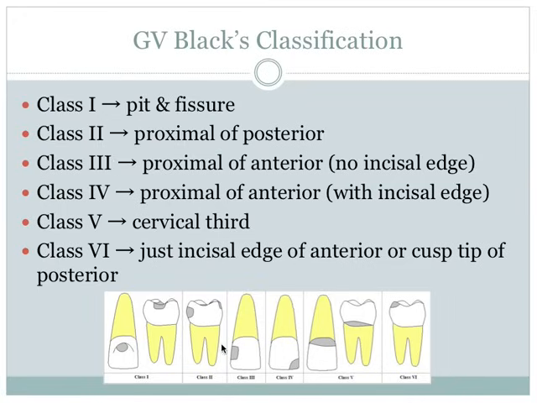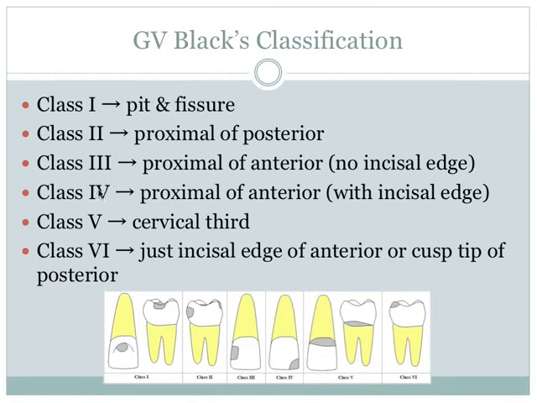Class 3 includes the proximal of an anterior tooth. So similar to class 2, except now we're talking about incisors and canines. Class 3 does not involve the incisal edge, where class 4 is basically like the corner of an anterior tooth. So it's involving the incisal edge, but also the proximal surface.